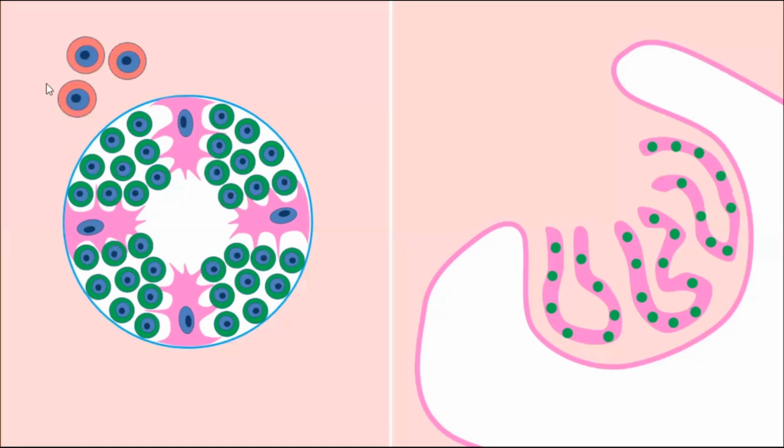Some of them form Leydig cells. Here we can see Leydig cells which produce testosterone. They develop from mesenchyme. So these cells are shown in red. They develop from mesenchyme, and they have a third source of development. So there are three sources of development of testes. Gonoblasts give rise to spermatogenic cells.